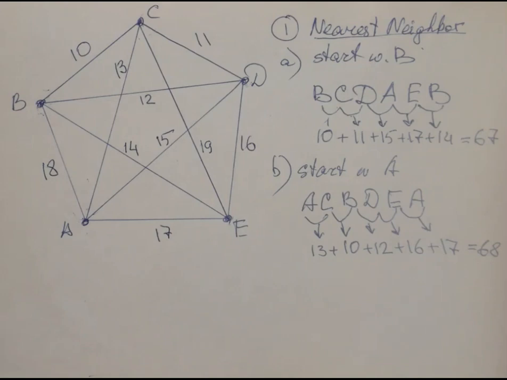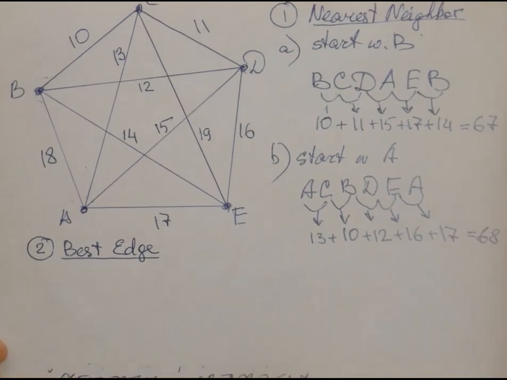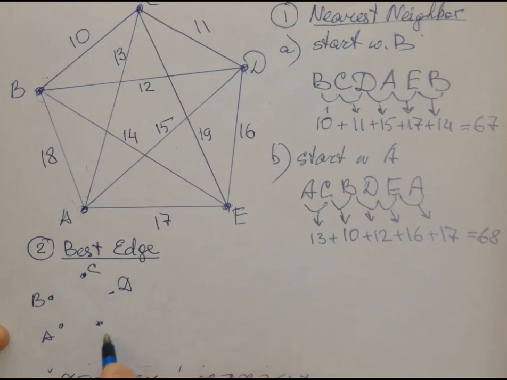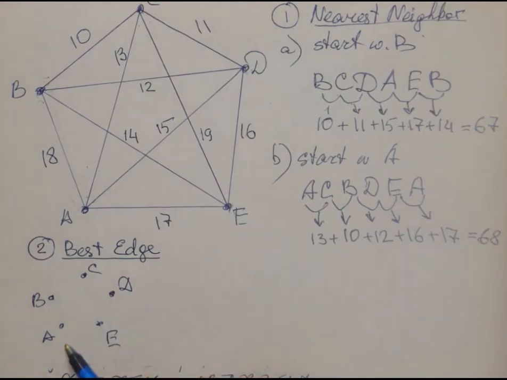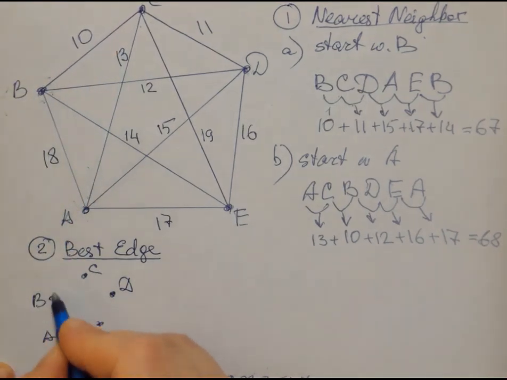So there is another method, best edge algorithm. For this method, let's make a sketch of our star, drawing only the vertices A, B, C, D, E. And here we start not from the vertex but from the edge, the very, very best edge in an entire graph. And this is the edge BC, which has the weight 10.